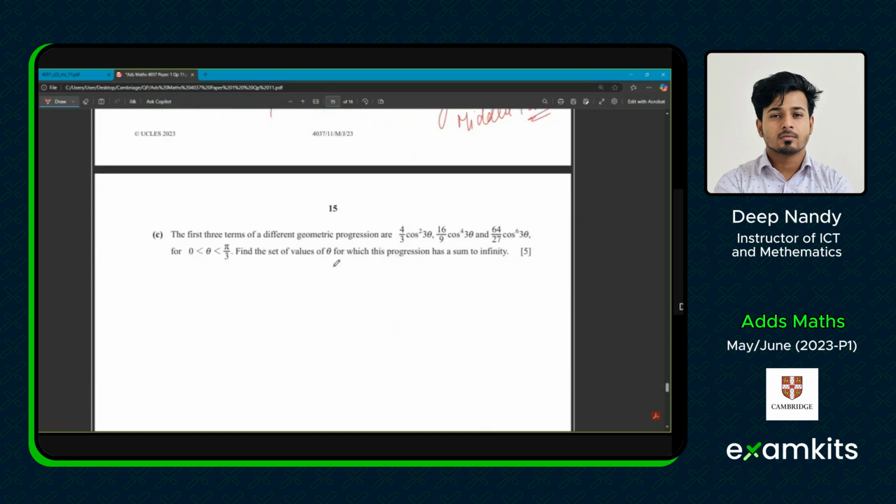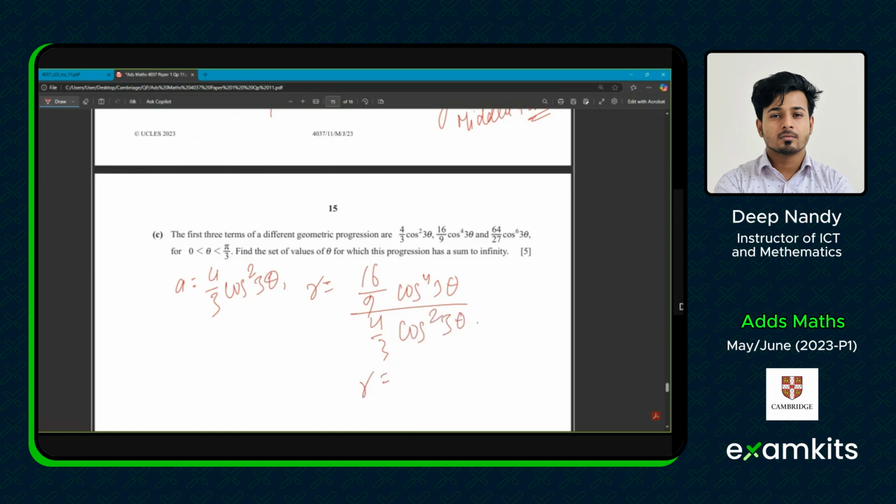The first three terms of a geometric progression are given by 4/3 cos² 3θ, 16/9 cos⁴ 3θ, 64/27 cos⁶ 3θ. We have been given the range 0 to π/3. For the first term, a equals 4/3 cos² 3θ, and as this is a geometric progression, the common ratio is 16/9 cos⁴ 3θ divided by 4/3 cos² 3θ.